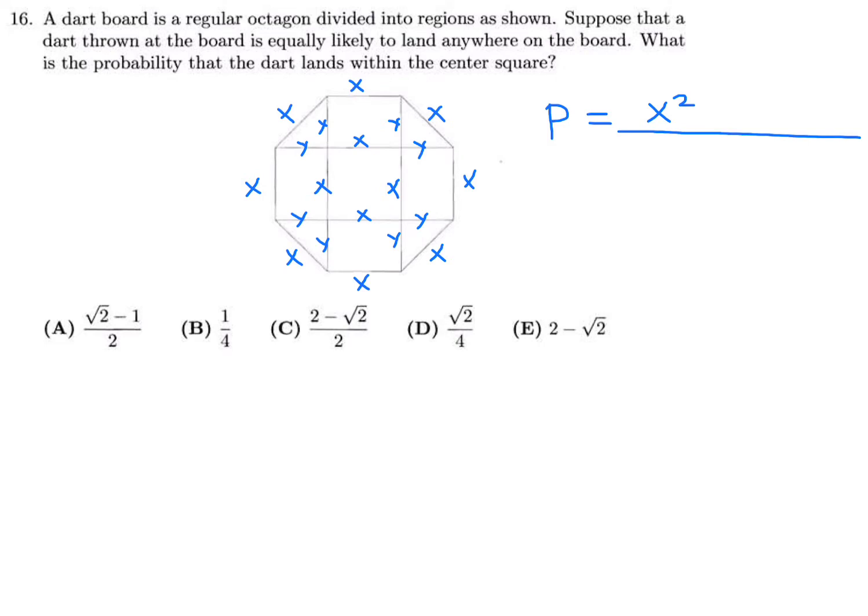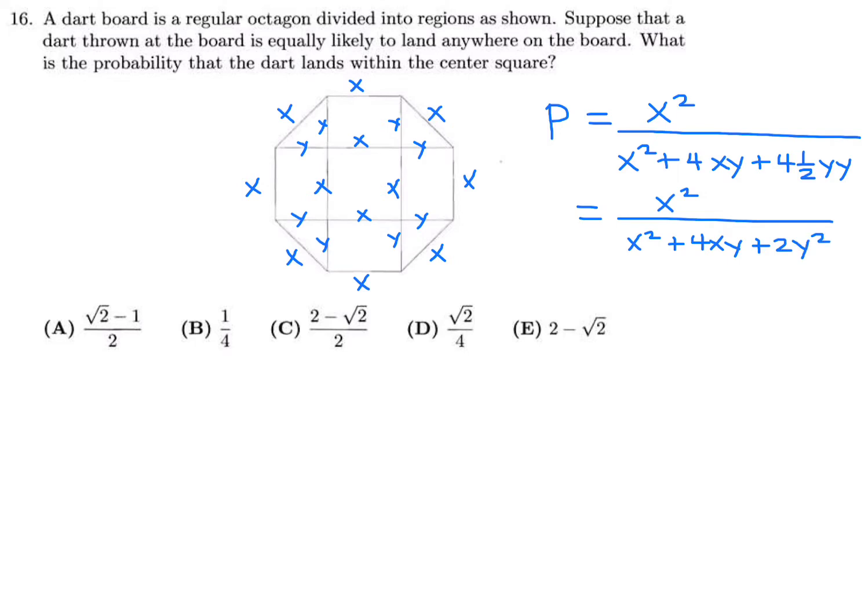Well, the entire octagon looks like first that square, x squared, plus 4 of these rectangles, this one, this one, this one, and this one. They're all the same in terms of their areas. They're all equal to x times y. And then 4 of these triangles, they're all the same. And they all have an area of 1/2 y times y. So simplifying a little bit, this becomes x squared plus 4xy plus 2y squared.